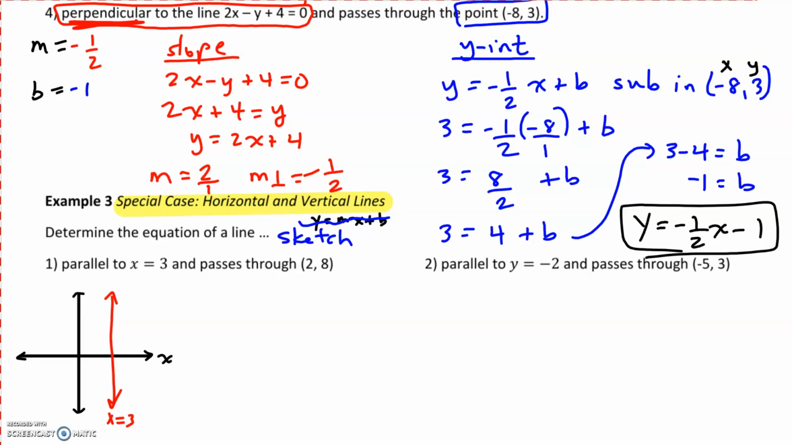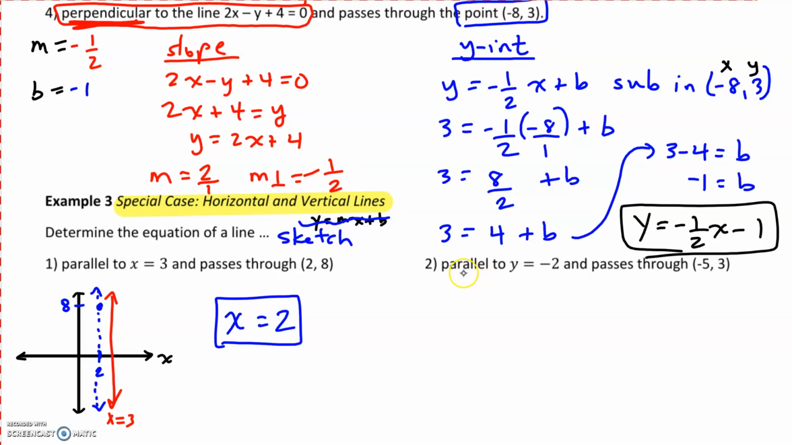My new line is parallel to this line and passes through (2, 8). So let's say (2, 8) is going to be right here in the first quadrant. So my line is parallel to x equals 3. So that means my line would look like this. And I can see that that is a vertical line that passes through the x-axis at 2. And that's your final answer. Okay, let's try the next one.